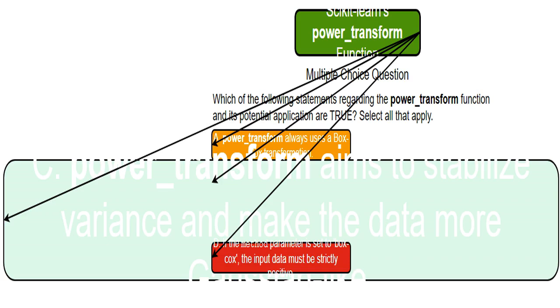This is absolutely correct. The main goal of power_transform is to improve the normality and make sure the data's variance is stable, which means it makes the data look more like a bell curve. This is important for many statistical models, as they perform better with normally distributed data.